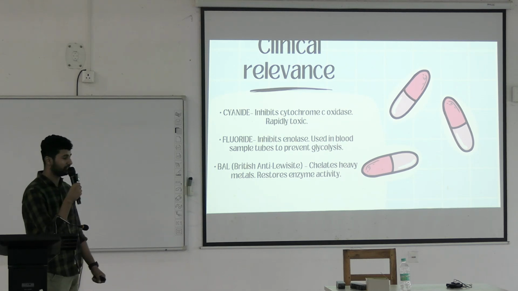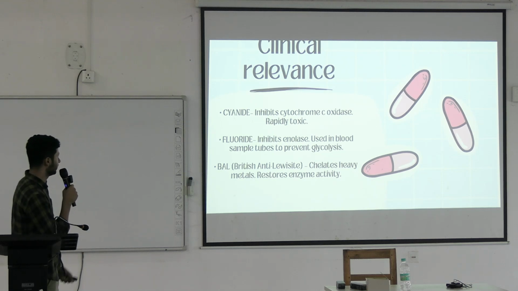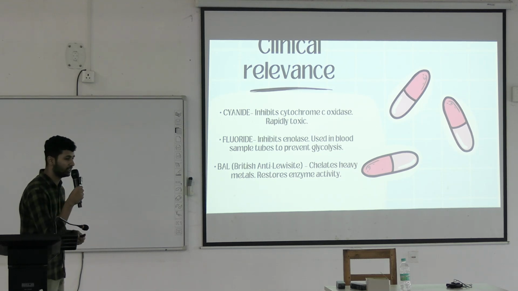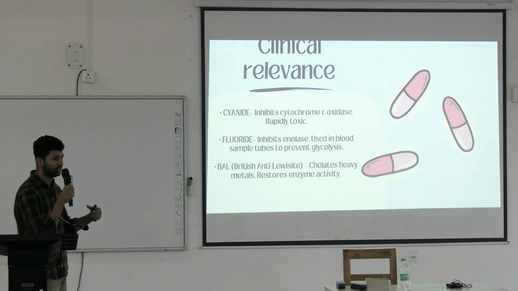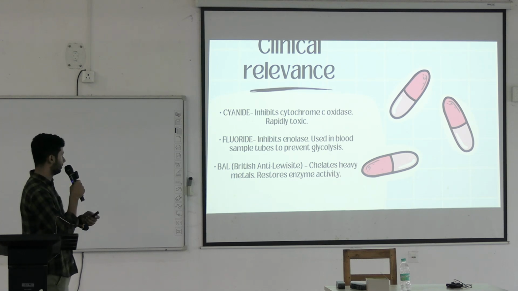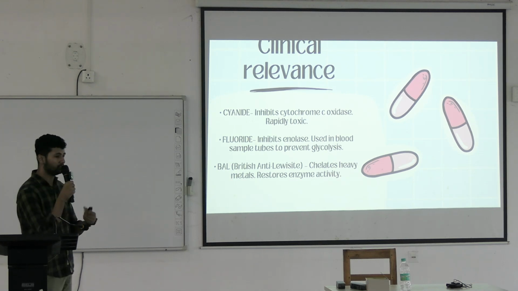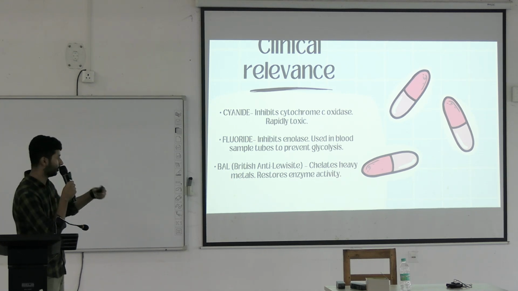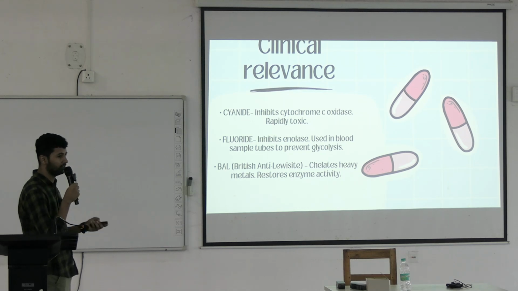BAL, or British anti-lewisite, chelates heavy metals. Basically, it has multiple thiol groups in it, which decrease the poisonous effects of heavy metals like lead or mercury, which restores the enzymatic activity.